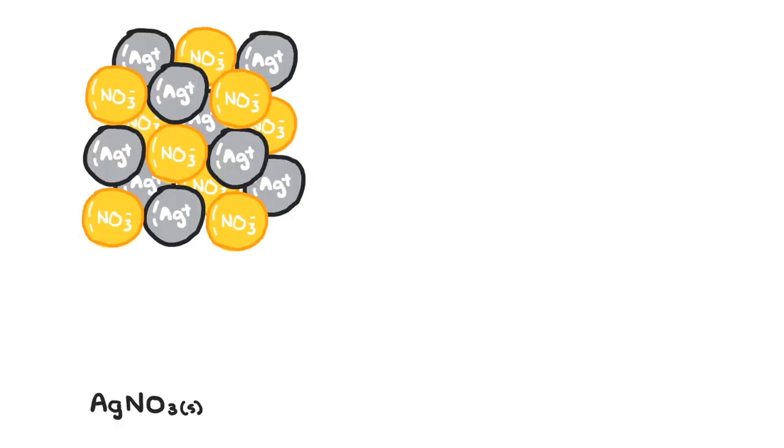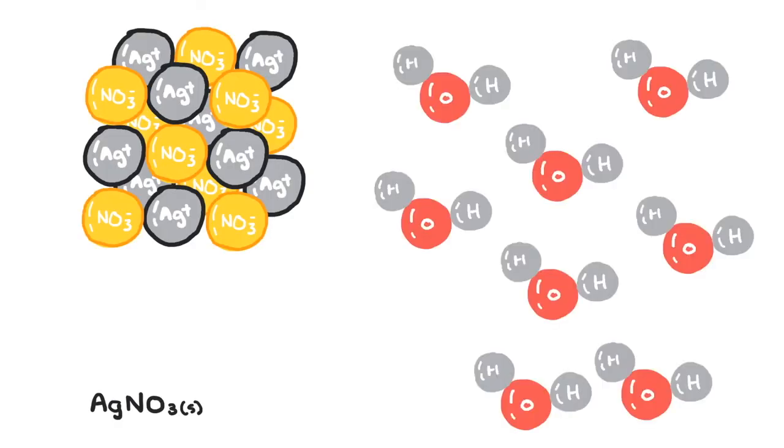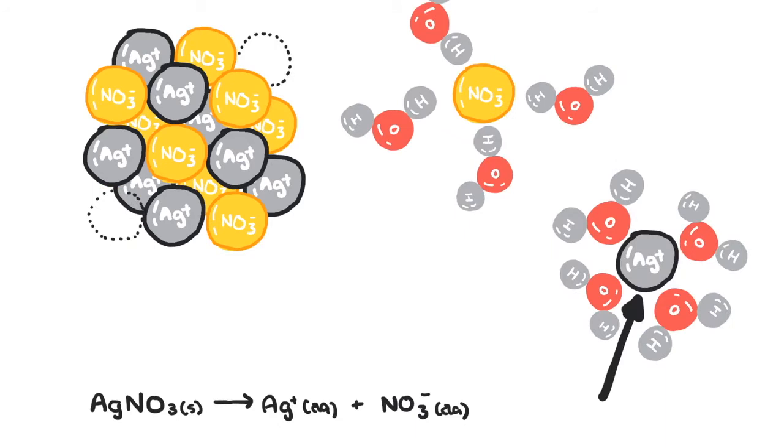The same thing happens when solid silver nitrate is dissolved in water. We should visualize that this ionic lattice is pulled apart by the attraction of the water molecules, the silver cation being attracted to the negative polar region around the oxygen atom, and the nitrate being attracted to the positive polar regions around the hydrogen. In both examples, the sodium chloride and silver nitrate remain as aqueous solutions.